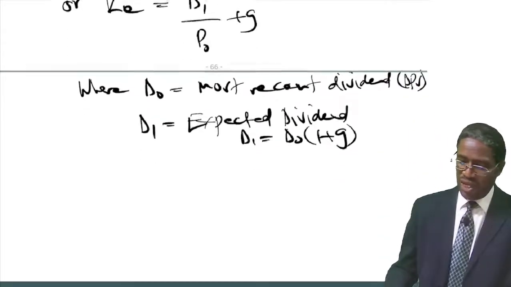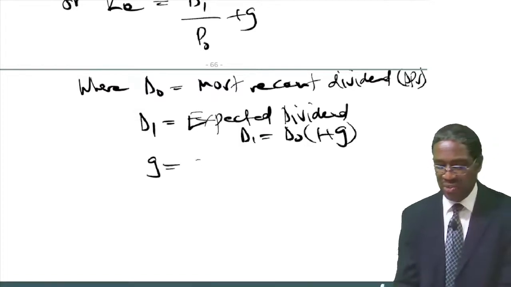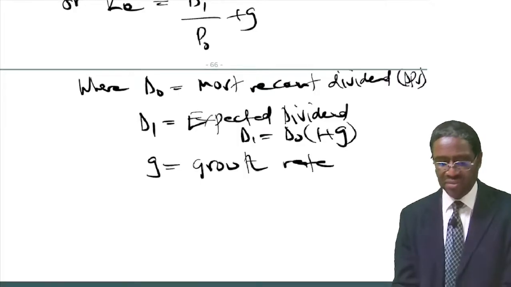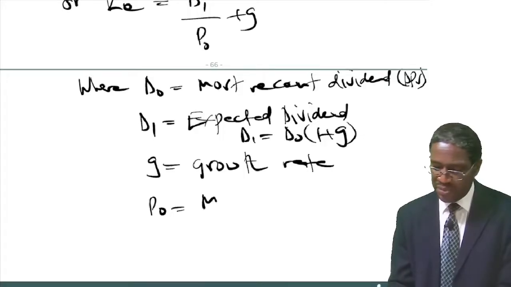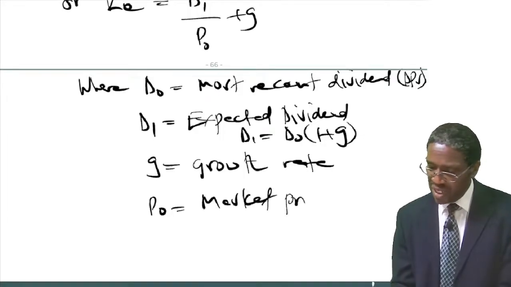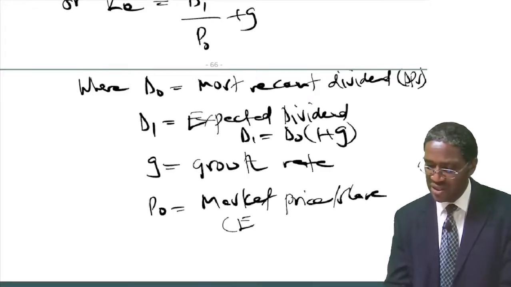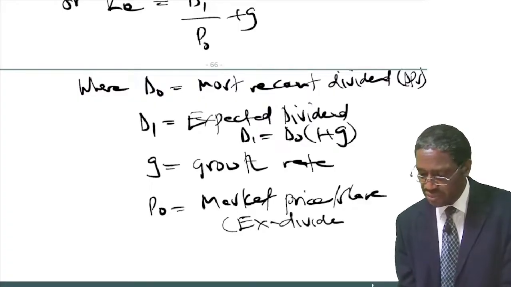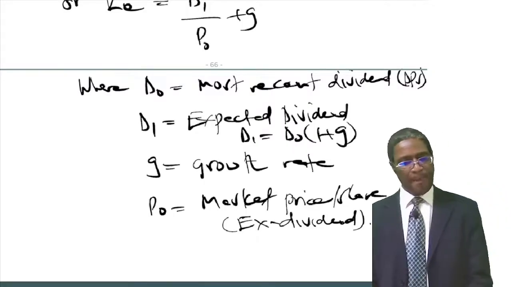Then we can put down G. We are still quoting the symbols. G represents the growth rate, and PO represents the market price per share. And I told you again, it should be ex-dividend. That market price should be quoted ex-dividend.